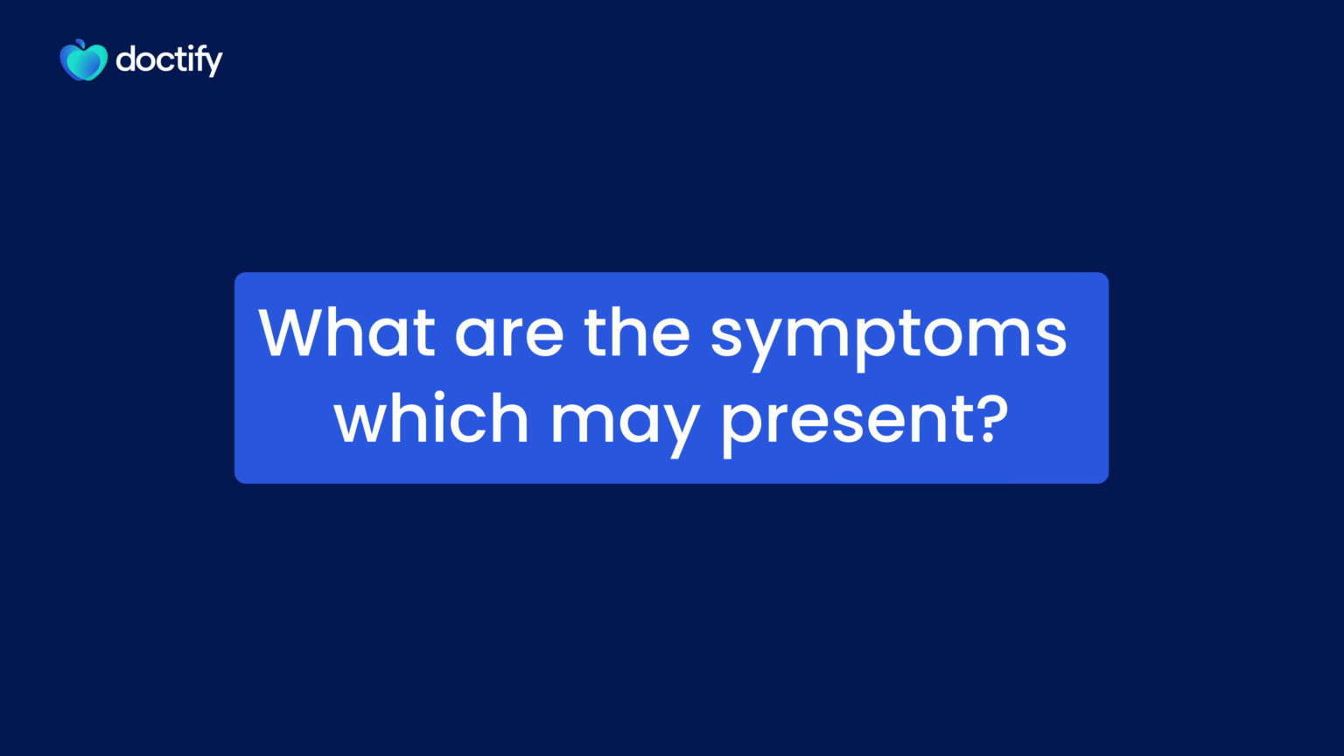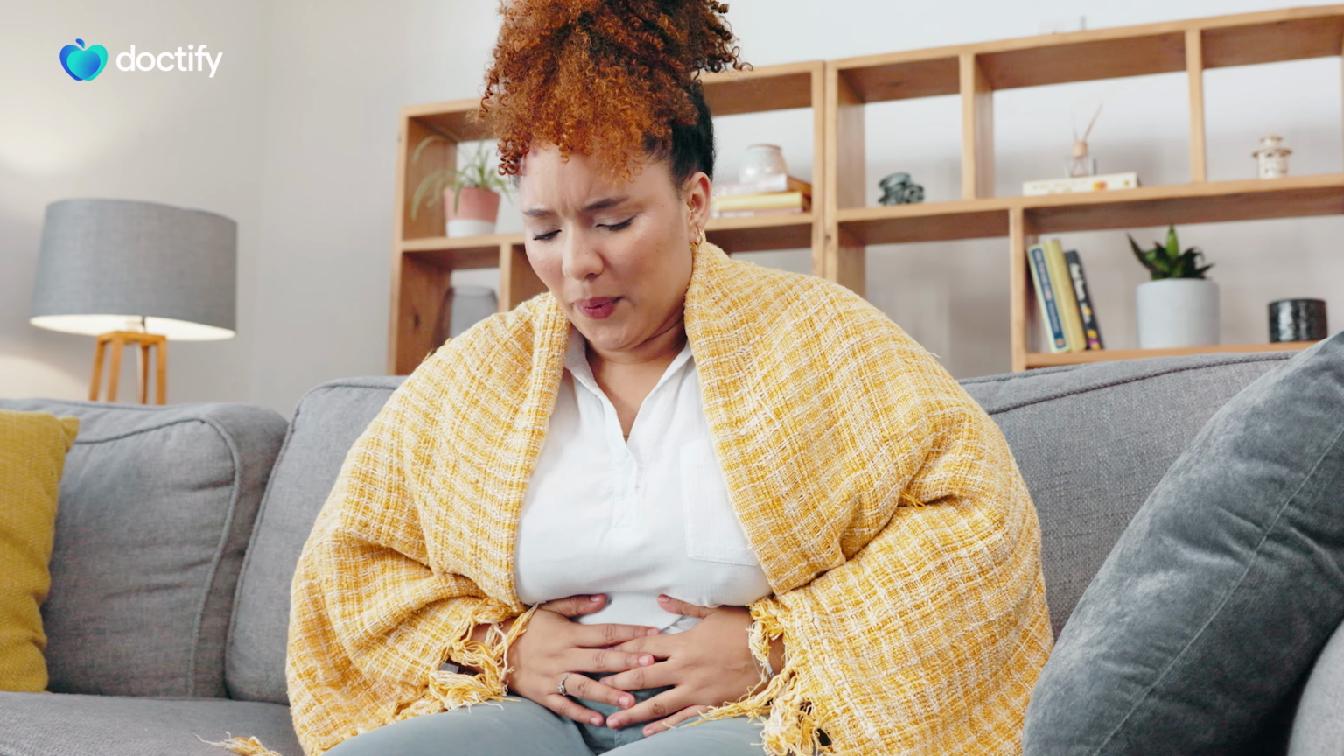So the way we describe endometriosis is that it's a chronic inflammatory condition wherein endometrium, which is the lining of the womb, lies outside the womb, and it could be present on the tubes, ovaries, or onto the tummy or the pelvic side wall.